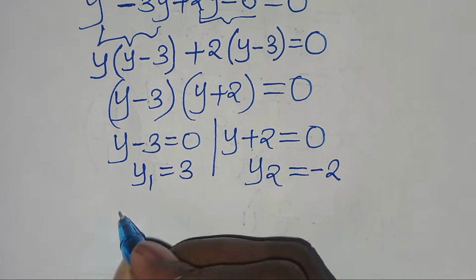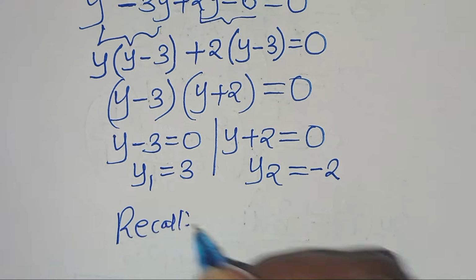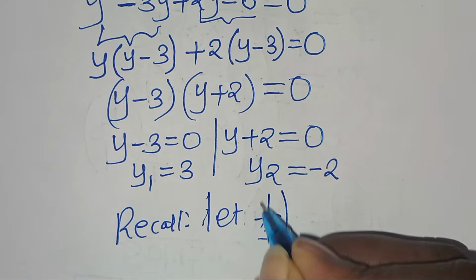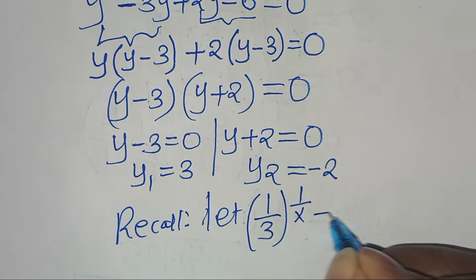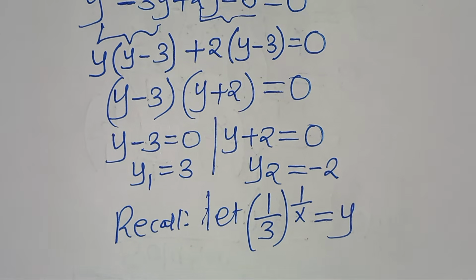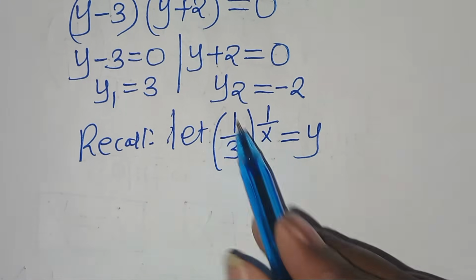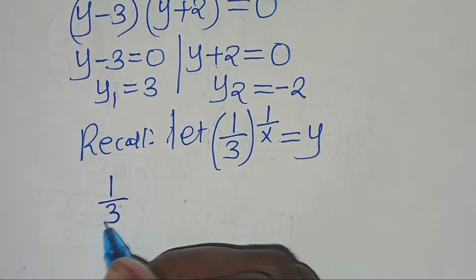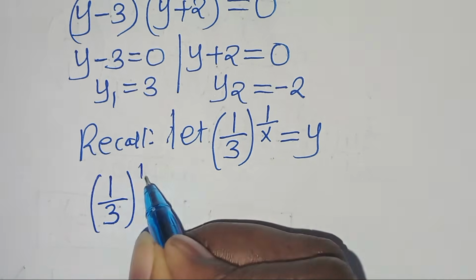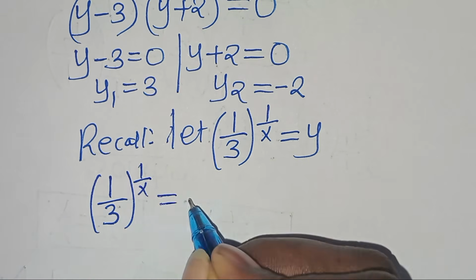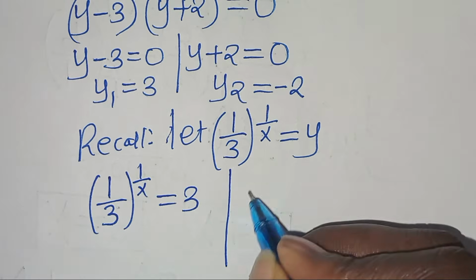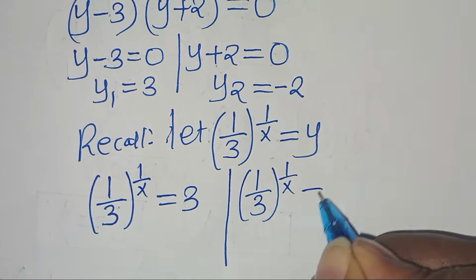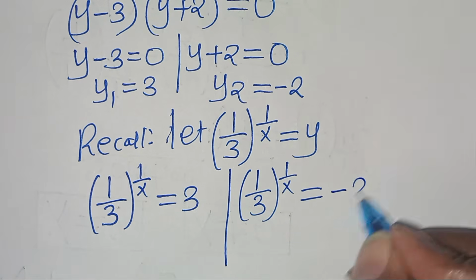Now, if you recall, we let (1/3)^(1/x) be equal to y. Let's substitute, so that we have (1/3)^(1/x) equal to 3, and here we have (1/3)^(1/x) equal to minus 2 on this side.